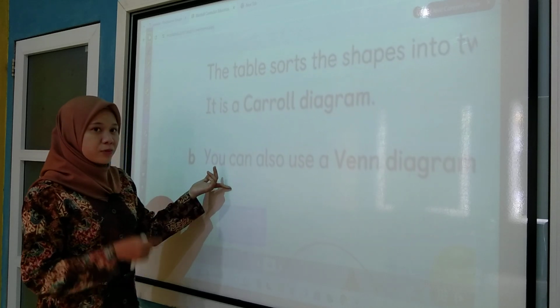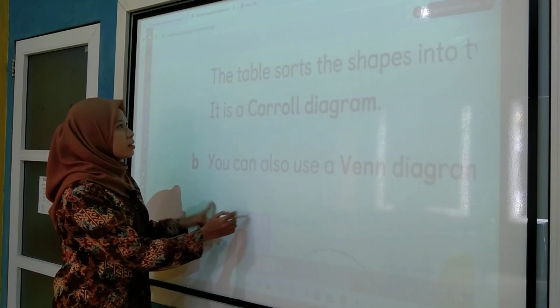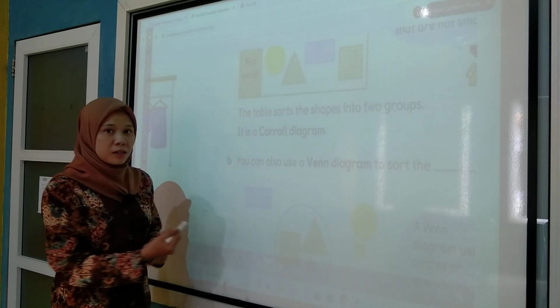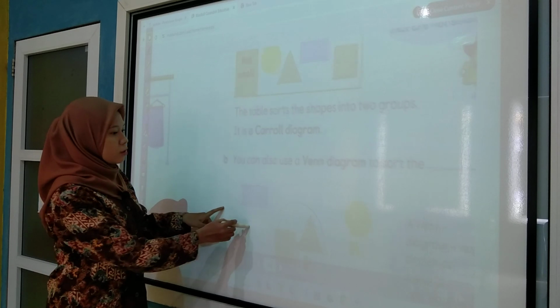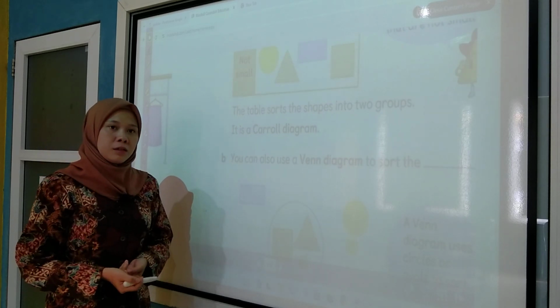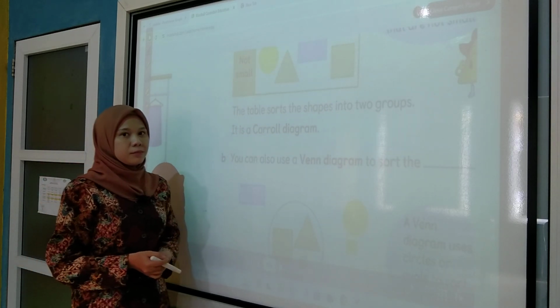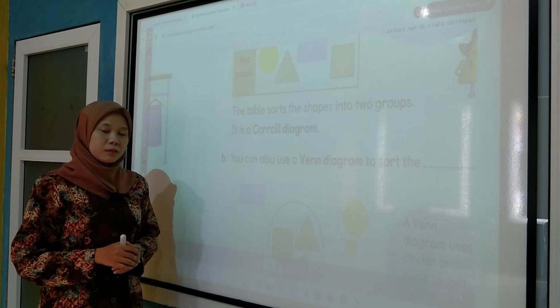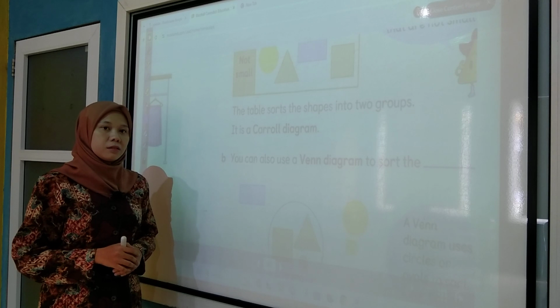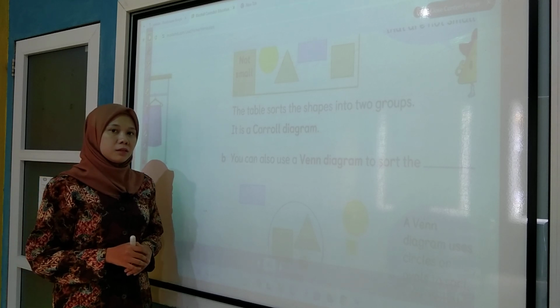Venn diagram, I have told the meaning. Carroll diagram also already. Okay, the basic point of this one is we only want to learn about the Carroll diagram and Venn diagram. Yes, sir, that's right. And what exercise will you give to the students?